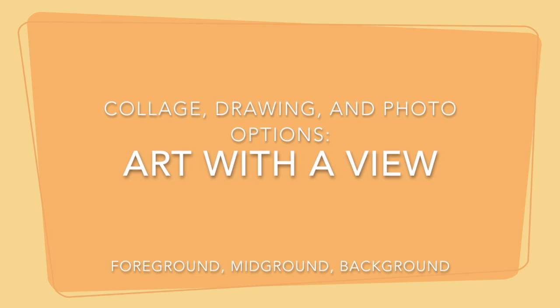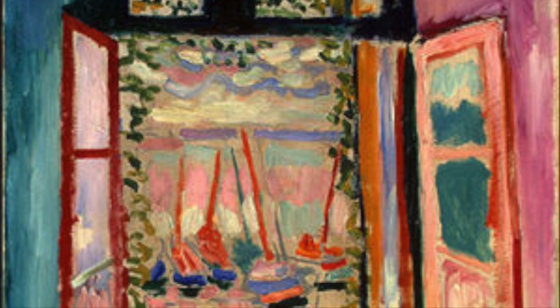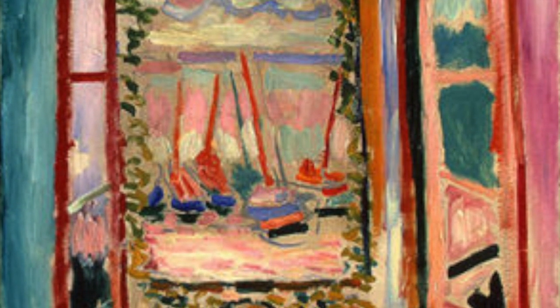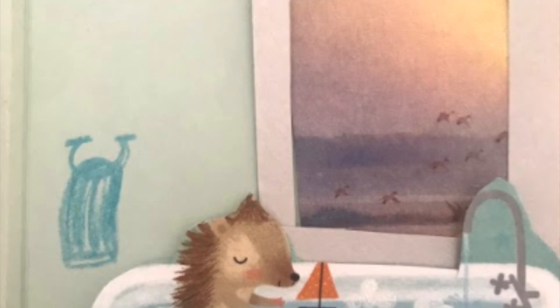This week, you'll be making art with a view, which will include a window or a door. This art will be inspired by Henri Matisse's The Open Window. In his work, the sailboats were the background, the flowers and the planted pots are the midground, and his open window shutters are the foreground.